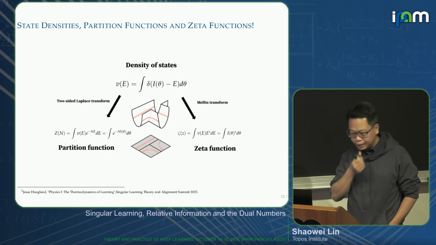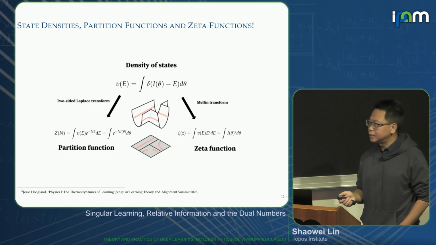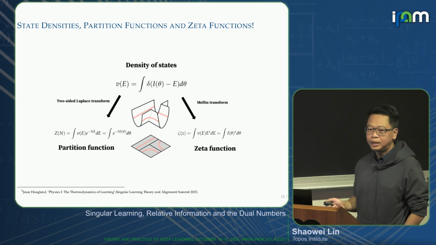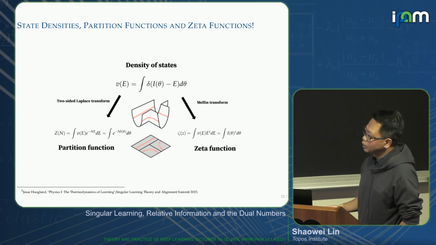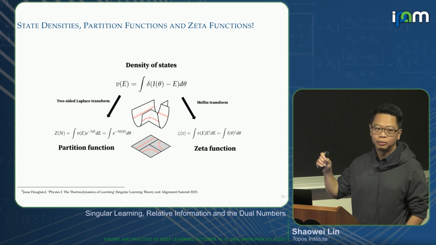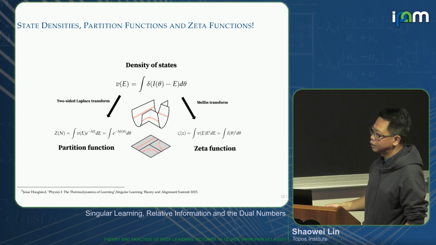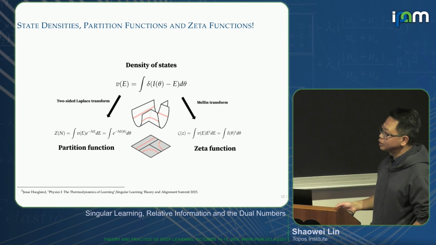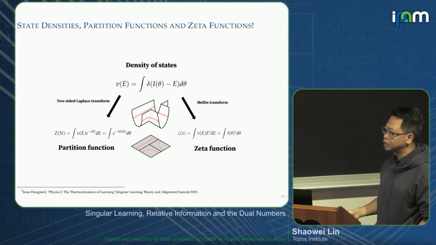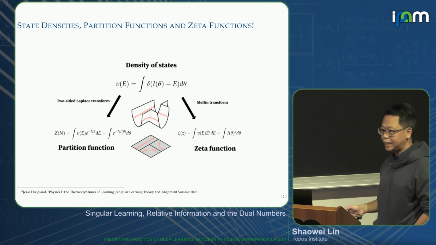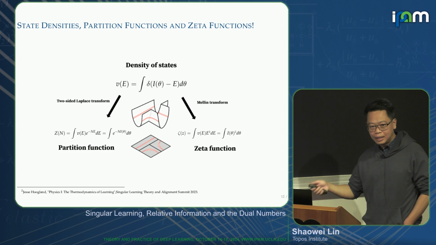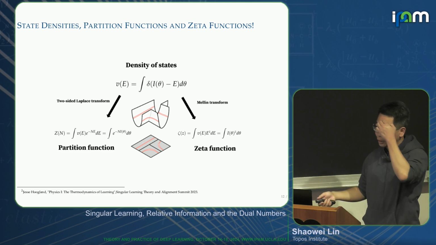There are so many other cool things about singular learning that I won't have time to present, but at the heart of singular learning theory, we look at three different kinds of mathematical constructions. The first is what we call the state density function. If you integrate the state density function, you will get the tubular volumes that you saw earlier. Here delta is your Dirac delta. Now, if you took the Laplace transform of the state density function, you get the partition function, which is the marginal likelihood. And if you took the Mellin transform of the state density function, you get something called the zeta function, which is not unlike the zeta function that you see in number theory or in the Riemann hypothesis.